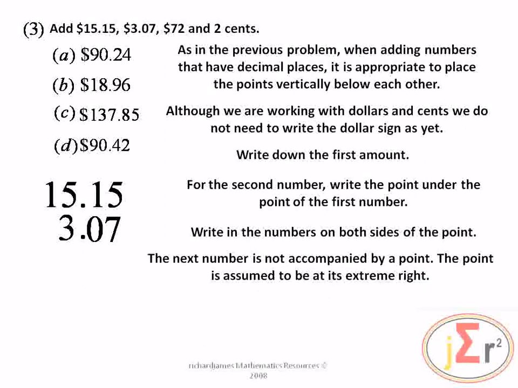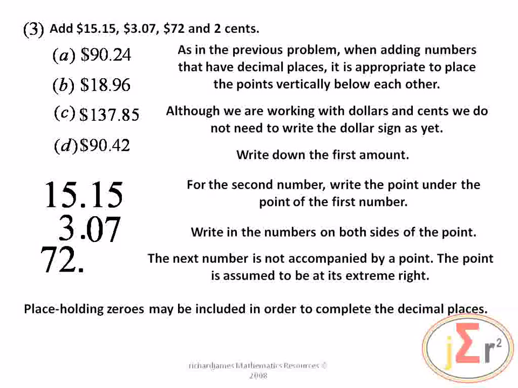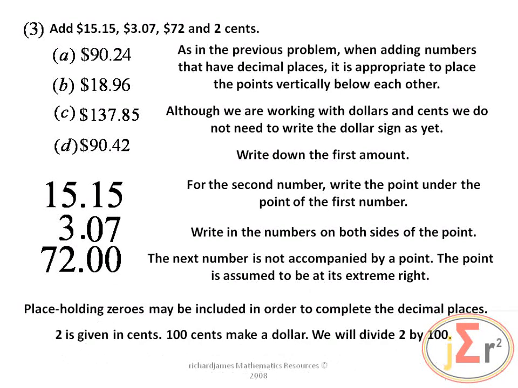The next number is not accompanied by a point. The point is assumed to be at its extreme right. So 72 here is not accompanied by any point, or we don't see any decimal place at all. So we assume that the point is on the right. Placeholding zeros may be included in order to complete the decimal places. 2 is given in cents. 100 cents make a dollar. We will divide 2 by 100.